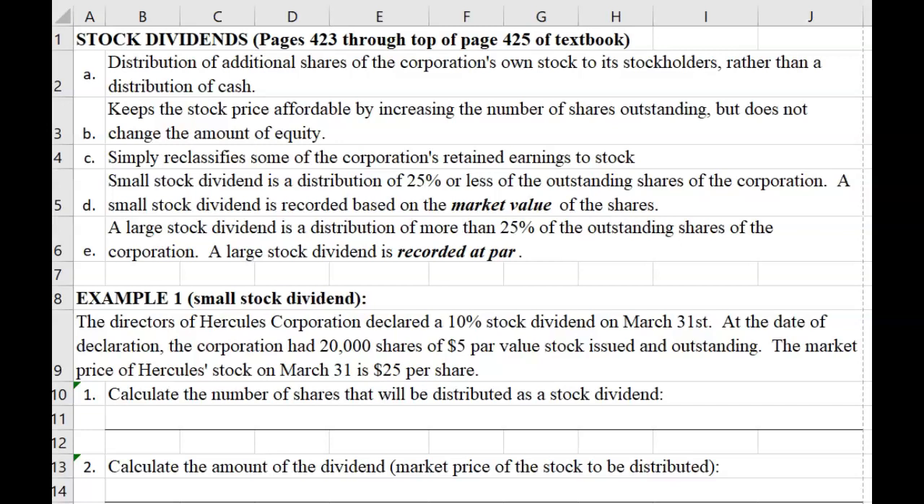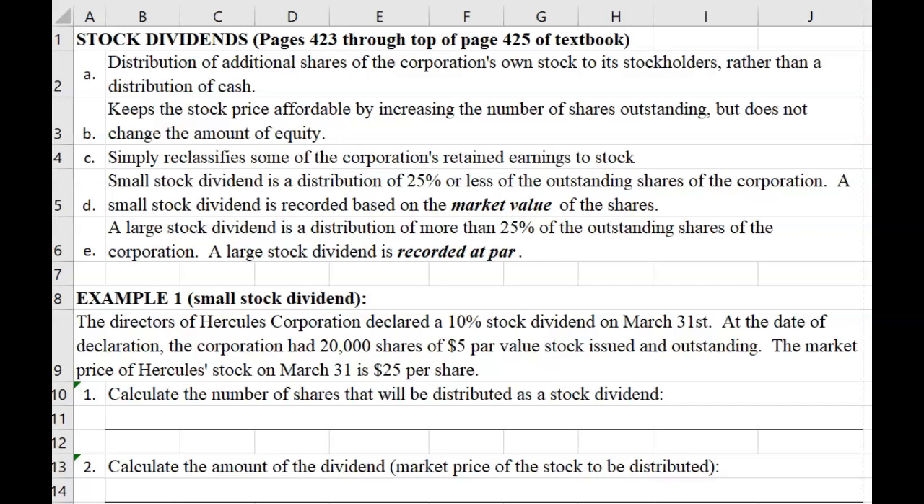It simply reclassifies some of the corporation's retained earnings to stock. A small stock dividend is a distribution of 25% or less of the outstanding shares of the corporation. A small stock dividend is recorded based on the market value of the shares. A large stock dividend is a distribution of more than 25% of the outstanding shares of the corporation. A large stock dividend is recorded at par.